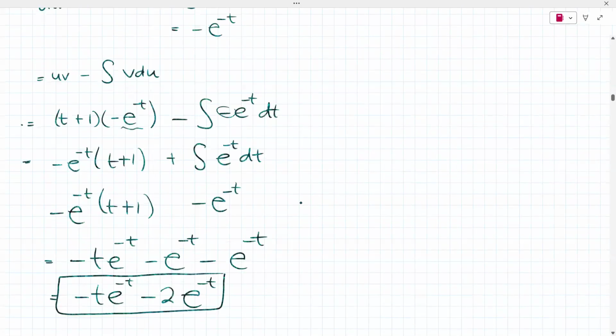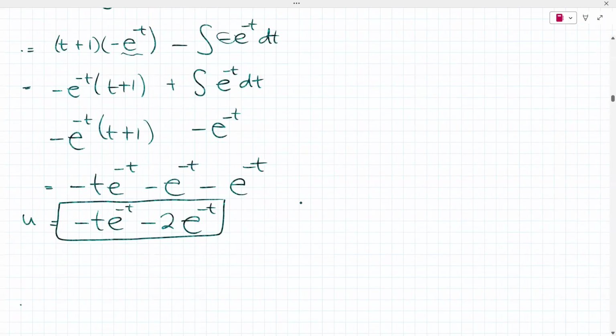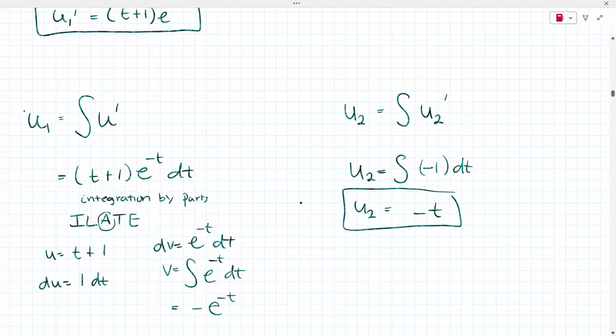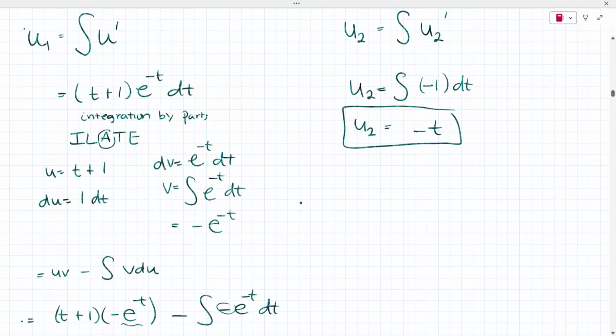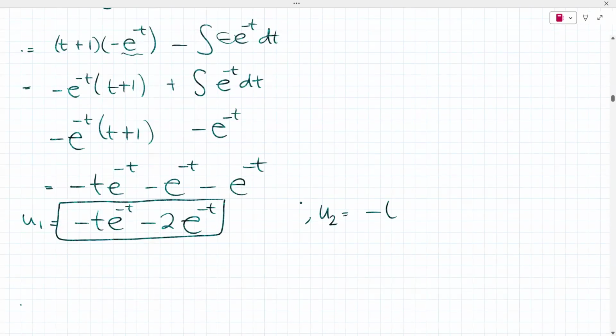Okay, so we have our u1. This is my u1, and then my u2 is negative t. What do I do next?